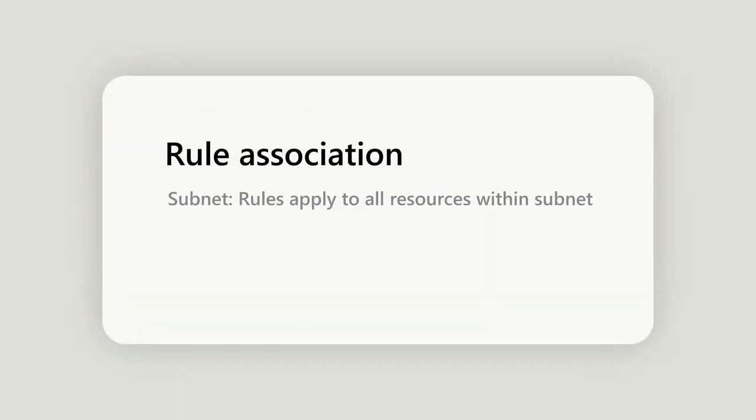In the bustling city analogy, subnets are like districts and network interfaces are like buildings within those districts. When associated with a subnet, the NSG rules apply to all resources within that subnet. When associated with the network interface, the rules apply only to the specific virtual machine, or VM, connected to that interface.